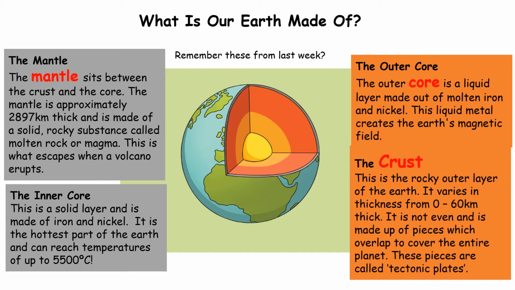We have the outer core, moving across the side, which is the liquid layer made from molten iron and nickel, so metal instead of rock this time. Liquid metal creates the Earth's magnetic field.